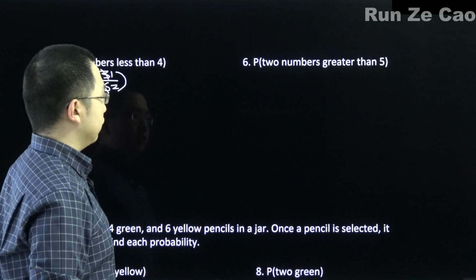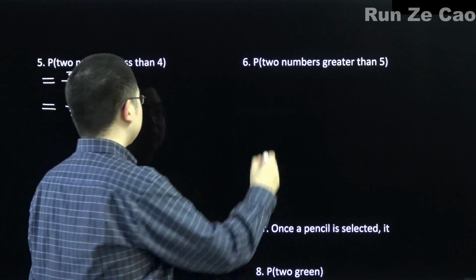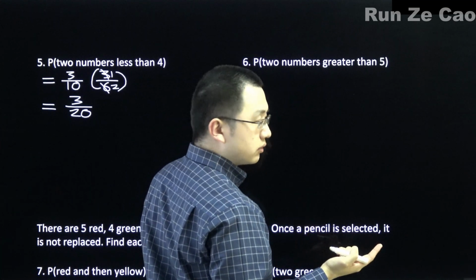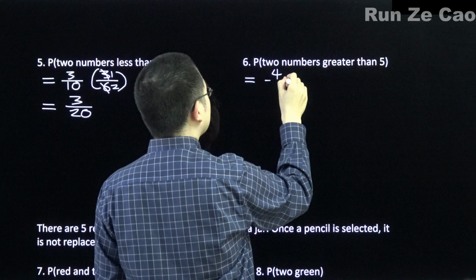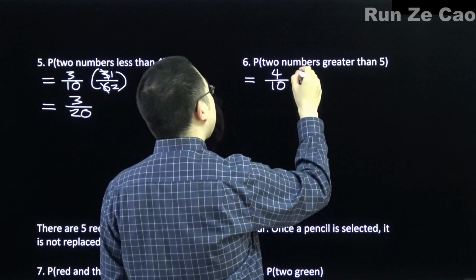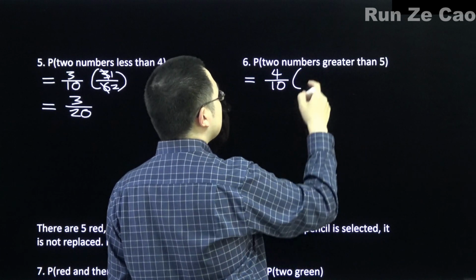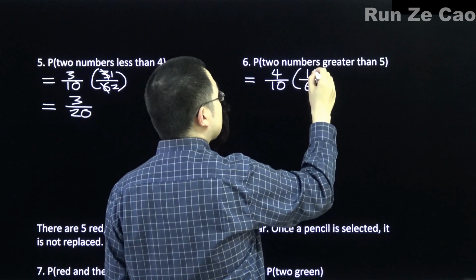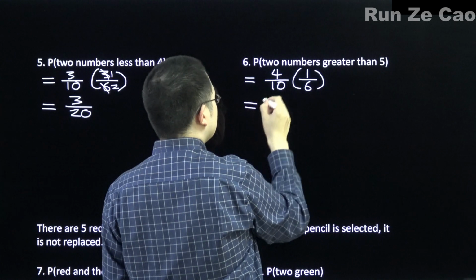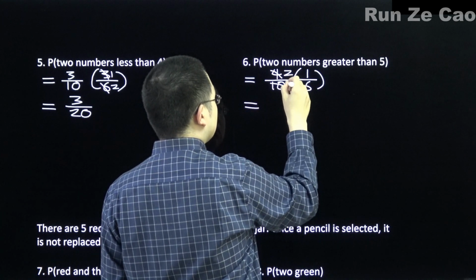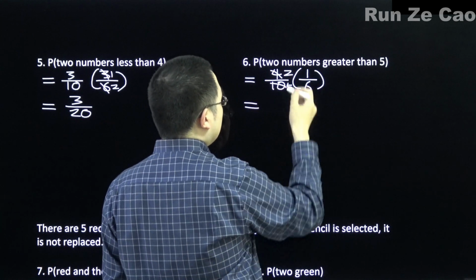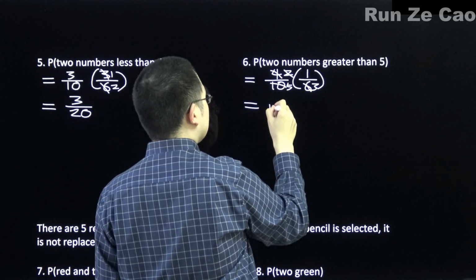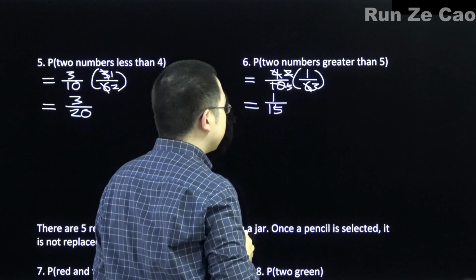Now, the chance of two numbers both greater than 5: the first one you have 6 to 10, which is 4/10, multiplied by, well, you only got 6, which is 1 chance in 6. So this is 2, this is 5, and you can also cancel that for a 3. So 1 in 15.